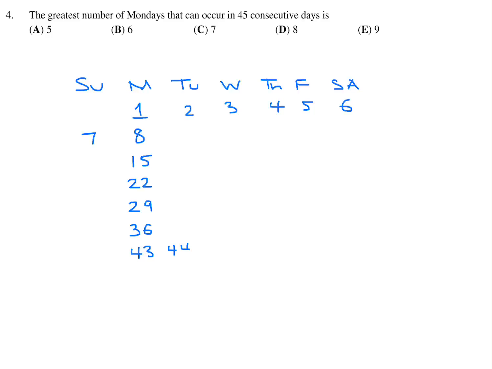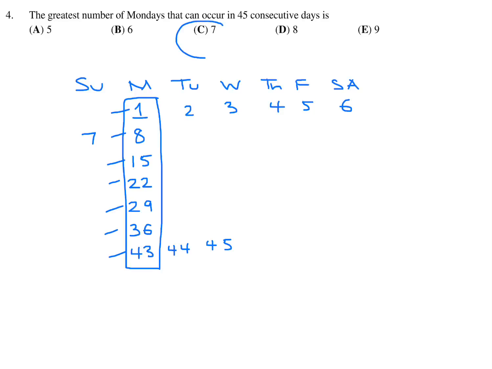And then the 44th day is going to be a Tuesday, and the 45th day will be a Wednesday. So how many Mondays did I create? 1, 2, 3, 4, 5, 6, 7. So the answer is C.